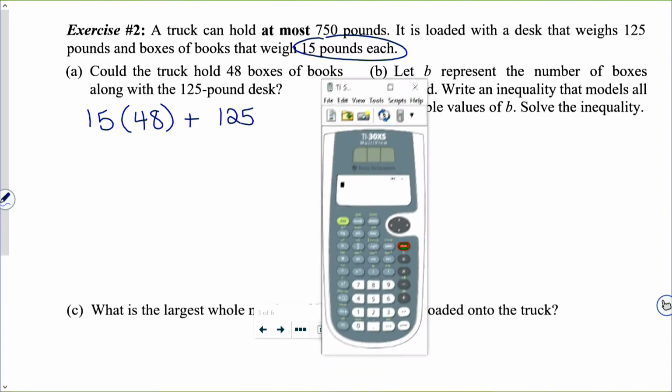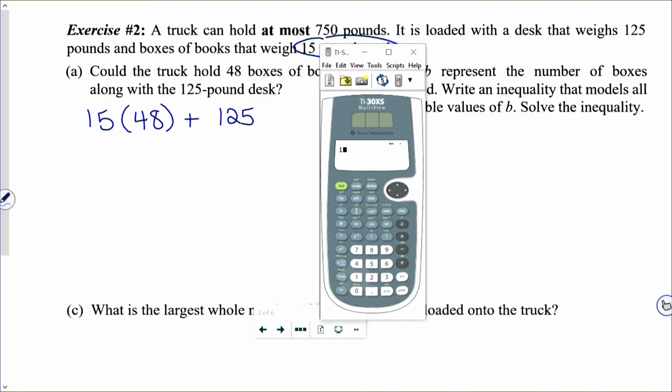I'm going to use my calculator to help me out here. All right, I'm going to do 15 times 48. I could do this all at once on the calculator, but first I think I'm going to have my 720 plus 125.